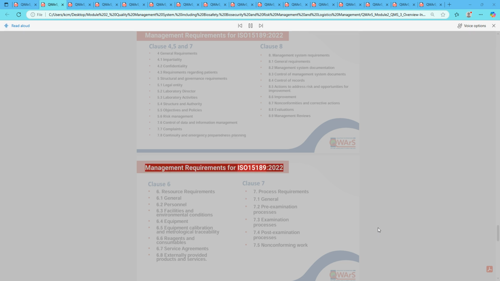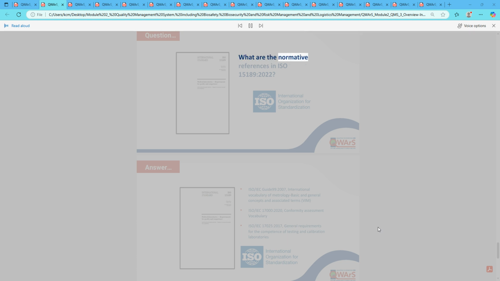Management requirements for ISO 15189:2022. Clause 6, Resource requirements: 6.1 general, 6.2 personnel, 6.3 facilities and environmental conditions, 6.4 equipment, 6.5 equipment calibration and metrological traceability, 6.6 reagents and consumables, 6.7 service agreements, 6.8 externally provided products and services. Clause 7, Process requirements: 7.1 general, 7.2 pre-examination processes, 7.3 examination processes, 7.4 post-examination processes, 7.5 nonconforming work.